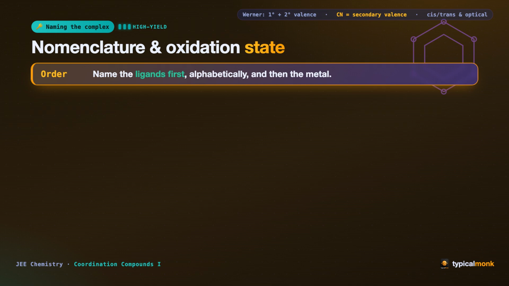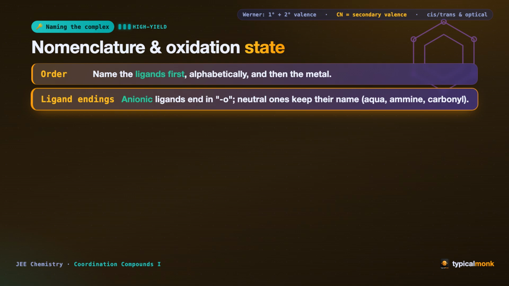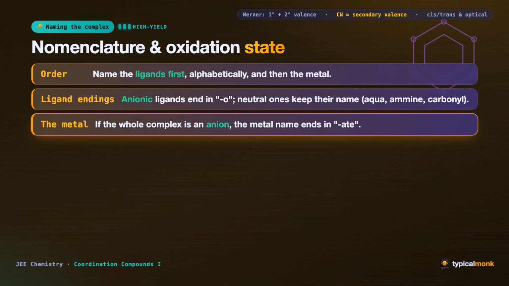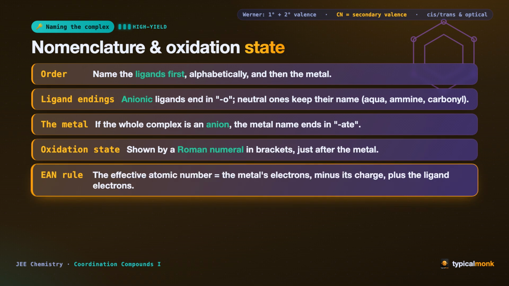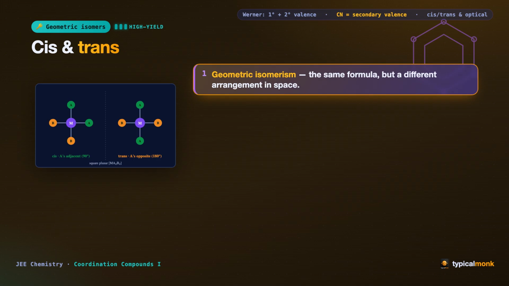Now how to name a complex and find its oxidation state. The order. Name the ligands first in alphabetical order and then the metal. The ligand endings. Anionic ligands end in O. Neutral ligands keep their name: aqua, amine, carbonyl. The metal. If the whole complex is an ion, the metal's name ends in ate. The oxidation state. It is shown by a Roman numeral in brackets just after the metal. The ion rule. The effective atomic number equals the metal's own electrons minus its charge plus the electrons donated by the ligands. Now look at the picture.